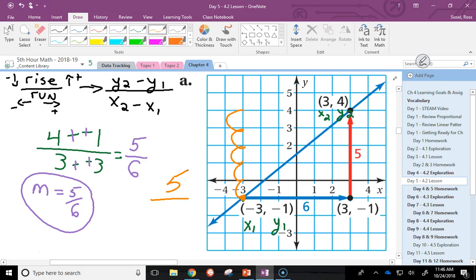Then I'm going to count the run. I'm going to the right, so it's positive. 1, 2, 3, 4, 5, 6. My slope is 5 over 6. If they graphed it for you, you're able to count. The only thing you have to look for is if you have to simplify your fraction.